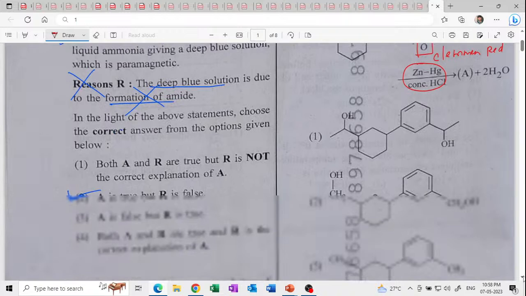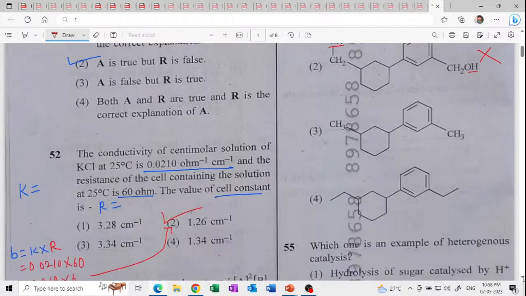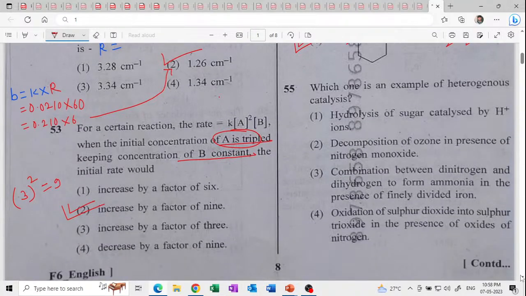So what is the option? This has OH, so it is a wrong option. Again this has OH, wrong option. This has methyl, again a wrong option. Therefore the fourth option is correct, where there is a CH2 group. This is the Clemmensen reduction, a question from aldehydes and ketones. Get it?